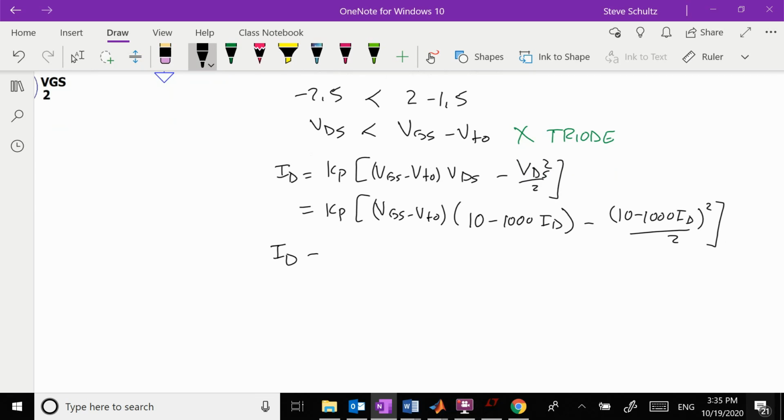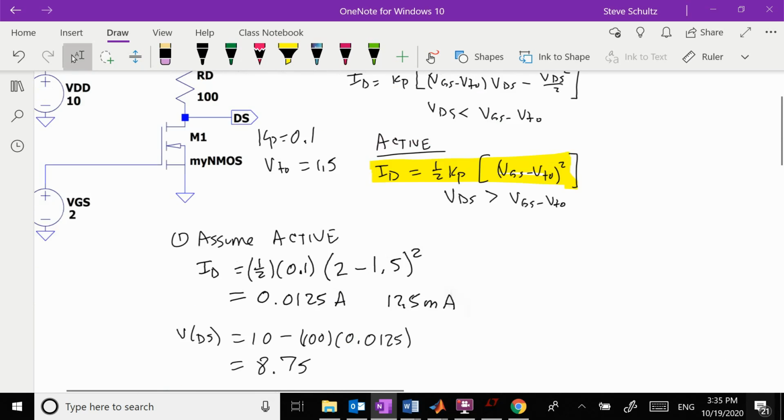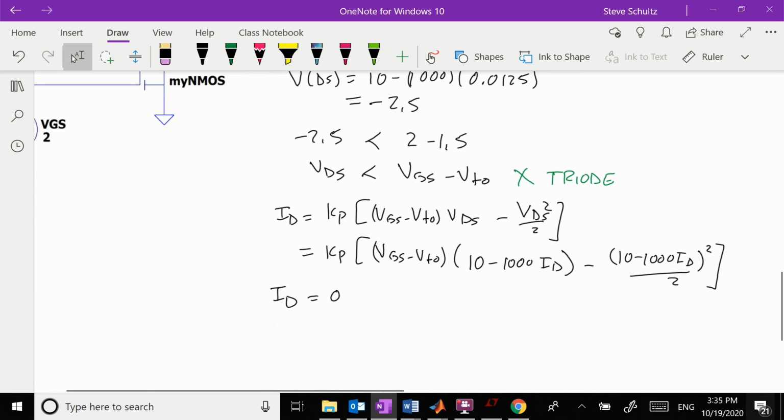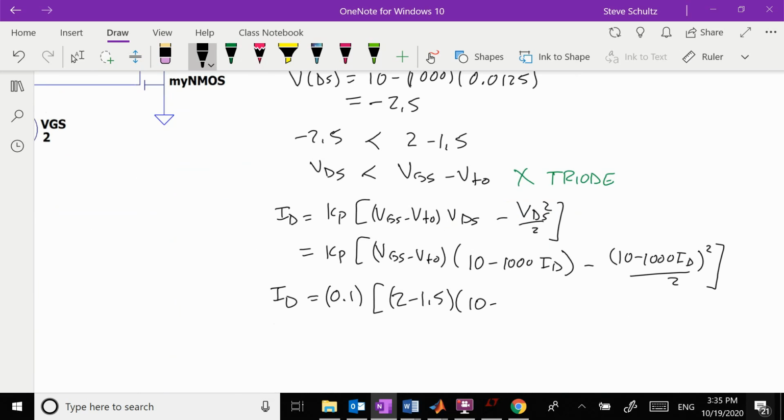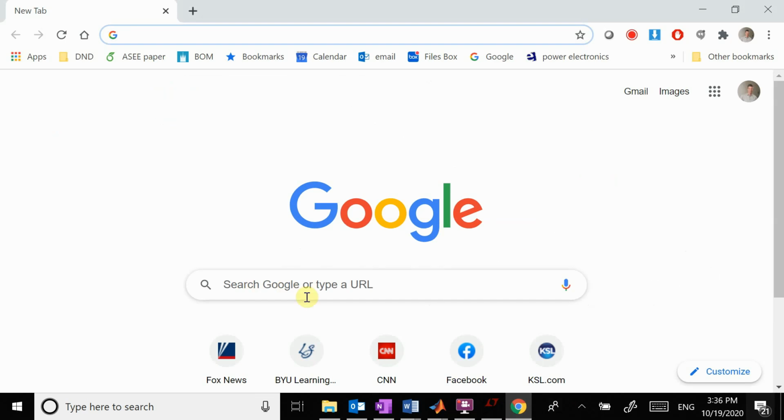So I have ID equals, we're using a KP of 0.1, so 0.1 times, and then this is going to be (2 minus 1.5) times (10 minus 1,000 ID), minus (10 minus 1,000 ID) squared over 2. Well, now I have a big quadratic equation that I have to solve for ID. Well, let's just plug all this into Wolfram Alpha to do my nonlinear solve.